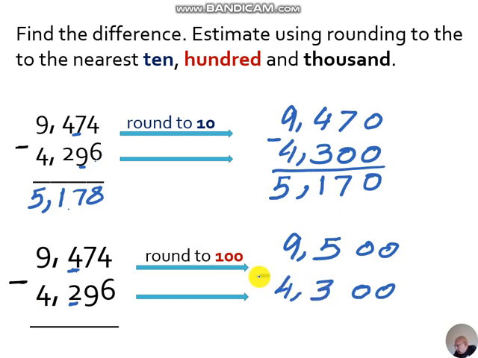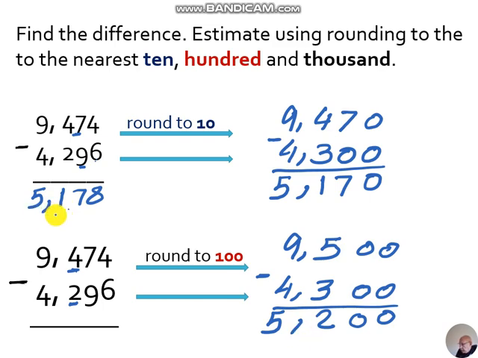I subtract. Here 0. 0. 5 minus 3 is 2. 9 minus 4 is 5. This is the exact value here, 5,178, and this is 5,200. The difference between this and this is 22.